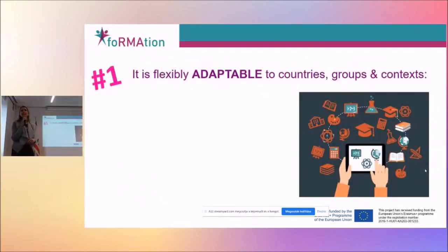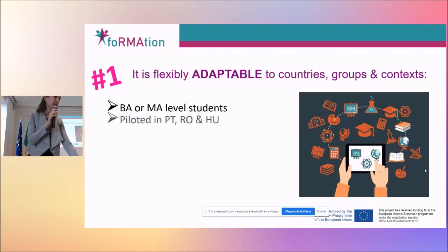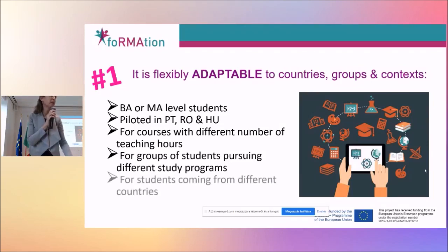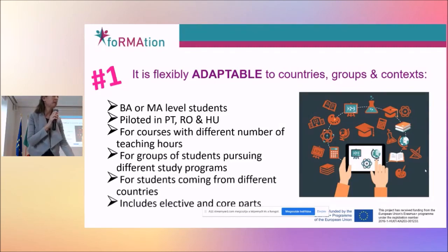The first is that it is very easily adaptable to different countries, groups, and contexts. That means it can be adapted to BA and MA level equally. It has been piloted in 3 different countries, and for courses with different numbers of hours, so longer and shorter courses, and for students coming from very diverse backgrounds and from different countries. And we experienced that in different contexts, this material could be used very easily.